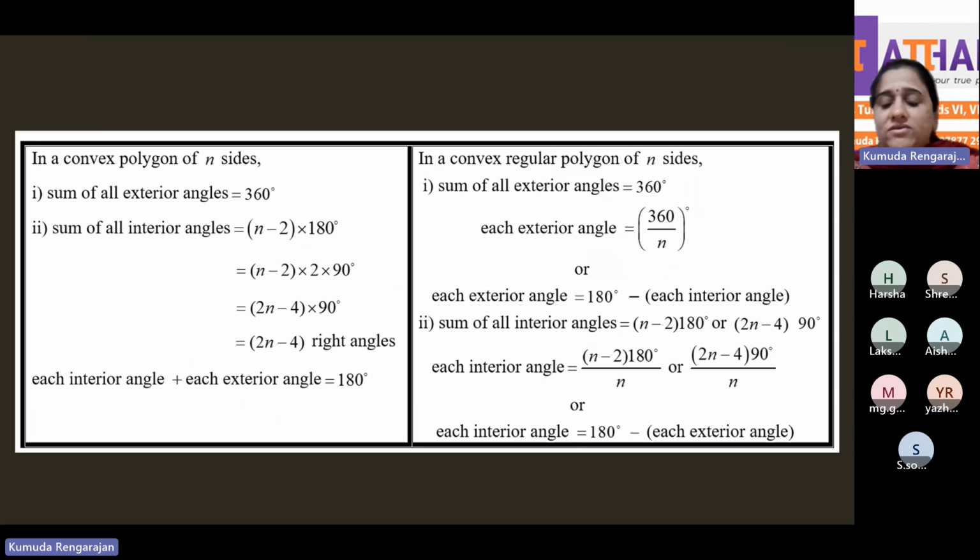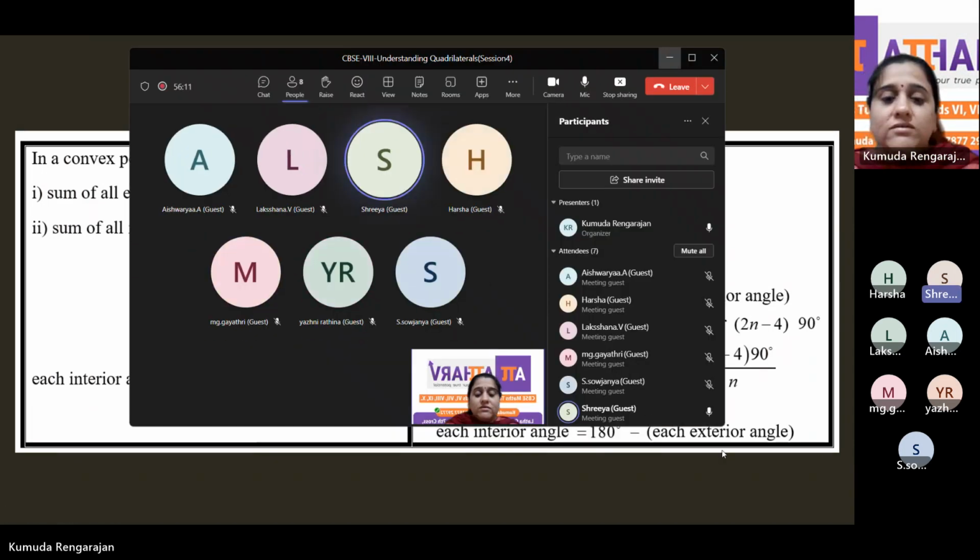Ma'am? Yes. So you're trying to say that the interior angles, the degrees may change, but the exterior angles would never change. They'll constantly be 360.